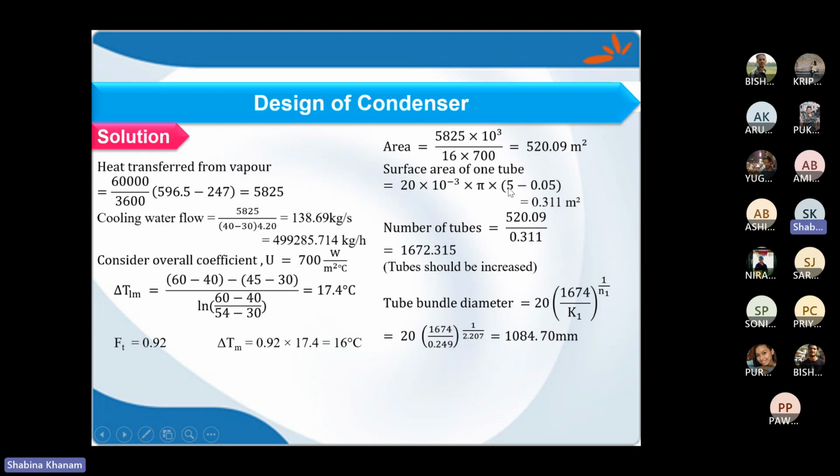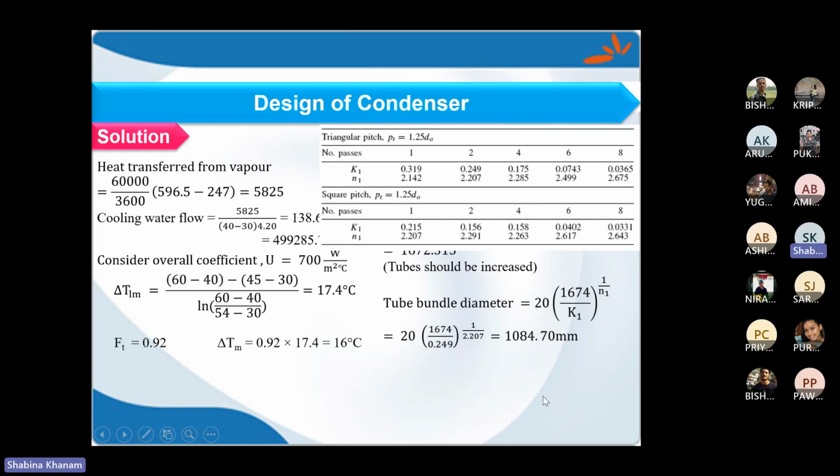This is basically, if I consider this, this is L effective, right? So the number of tubes is coming as around 1672, so we need to consider the value as 1673. However, it is 1 to pass, so we need to consider an even number. So 1674 would be the total number of tubes we should consider, as you can see over here.